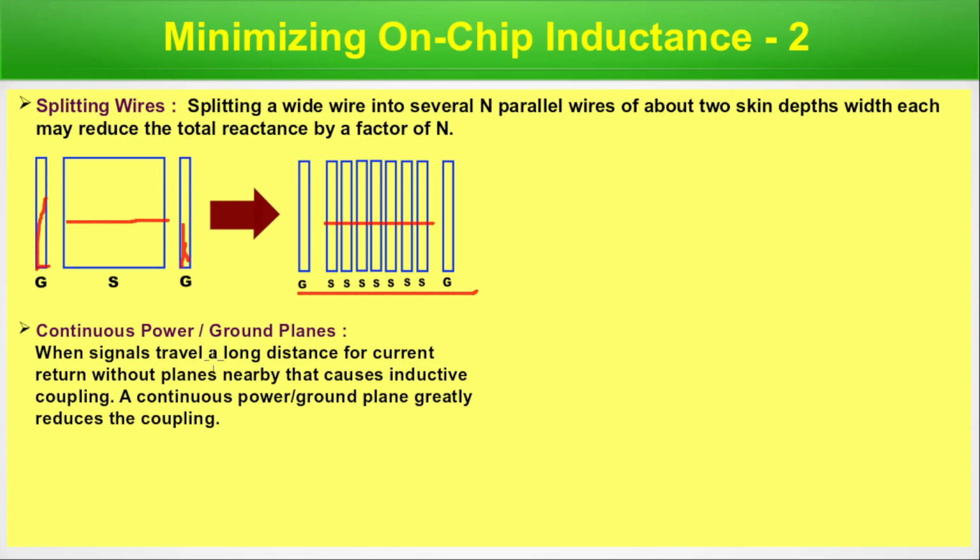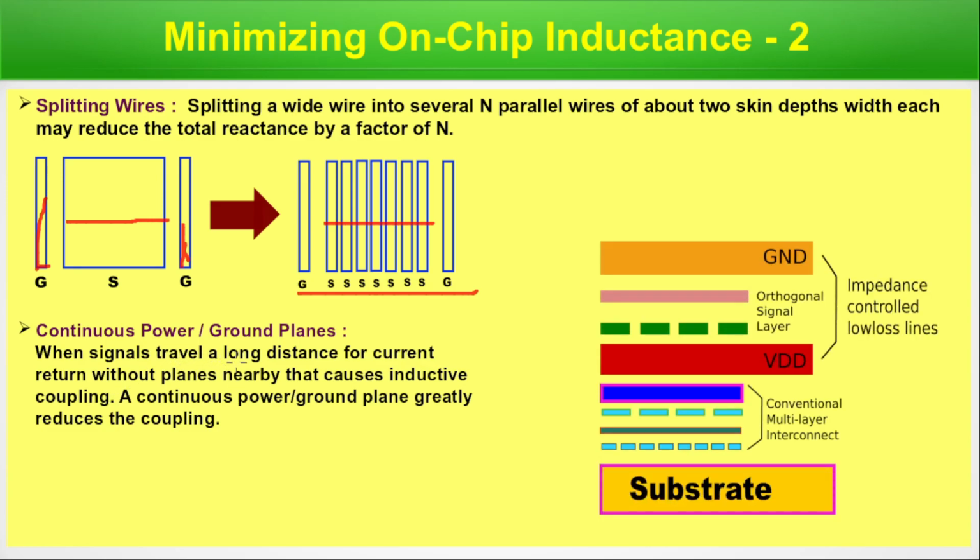When a signal travels a long distance for a current return without planes nearby, that causes inductive coupling. So a continuous power or ground plane, ground and VDD, greatly reduces the coupling because it provides a return path. This is impedance control, a low loss line. These are the multi-layer interconnects, and this is the substrate. These lines are closer to the interconnects. That is a viable solution. Now let's move to the next slide.